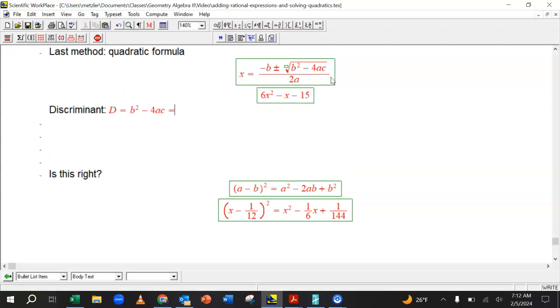So that's going to be -1 quantity squared, which is a +1, and then -4 times 6 times -15. Okay, 1 plus 24 times 15. That sounds really familiar. Oh my God, that's 361.